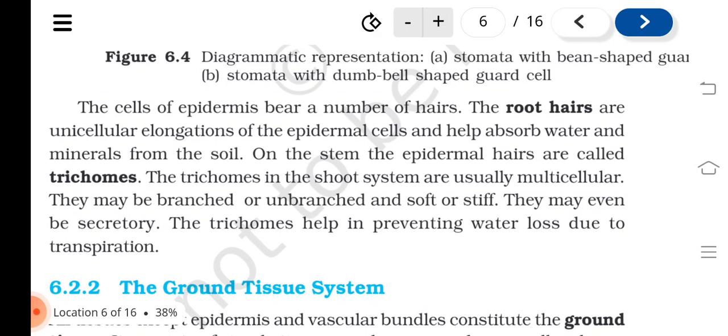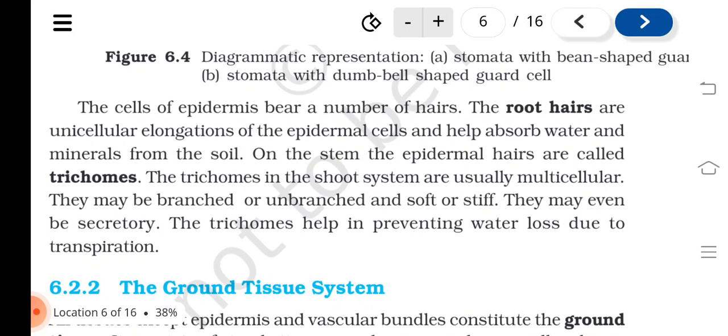The cells of epidermis bear a number of hairs. The root hairs are unicellular elongations of the epidermal cells and help absorb water and minerals from the soil. On the stem, the epidermal hairs are called trichomes. The trichomes in the shoot system are usually multicellular.